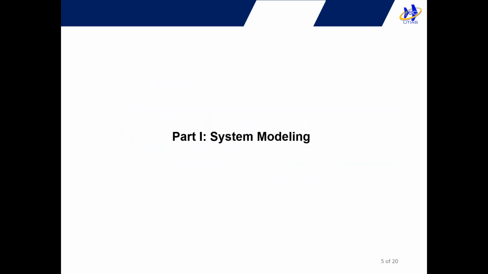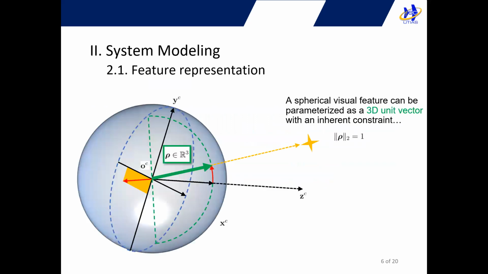Let's start with the first part, system modeling. Before delving into the methodology, we first want to clarify the rationale behind our selection of feature representation. A visual feature refers to a pixel in the image that corresponds to the target object. Since the distance to the visual target is generally unknown, it provides only 2D information. In the case of underactuated system, we prefer to project such a visual feature onto a unit sphere to leverage the passivity-like property.